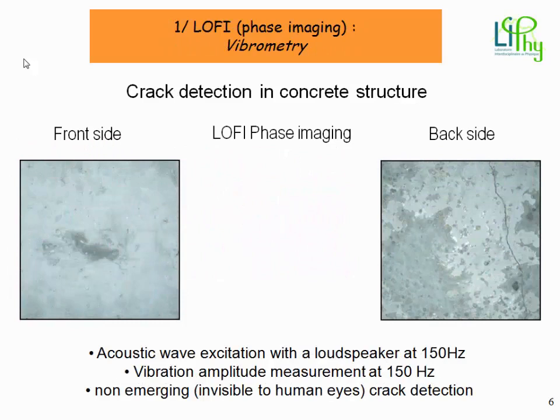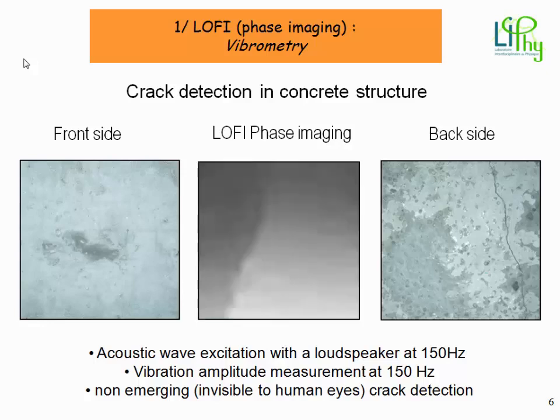The second application, which is shown here, is phase measurement experiment. And the target under investigation is a concrete structure which was cracked with a shock. And as we can see, the crack is important on the back side of the concrete structure and non-emerging on the front side of the concrete structure. Therefore, it is unable to see the crack when looking on the front side of the concrete structure.